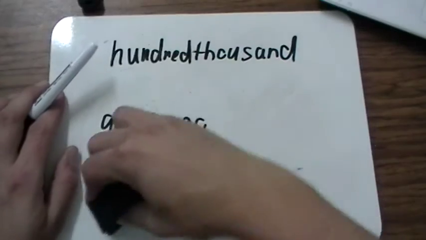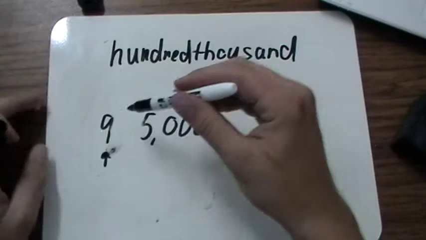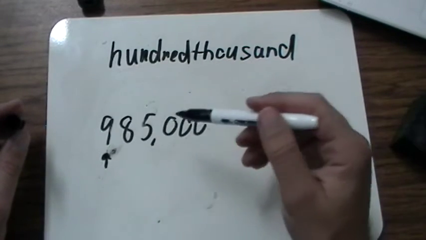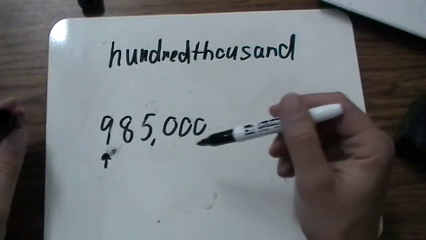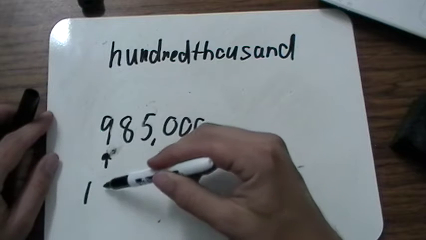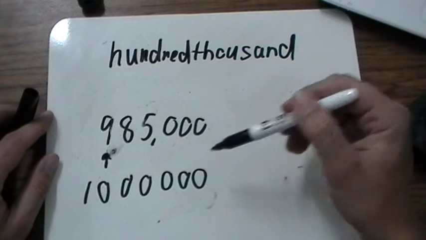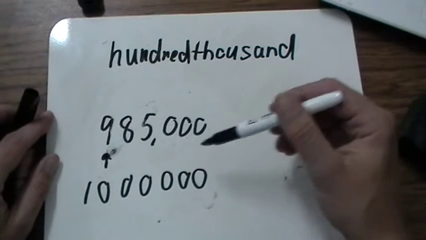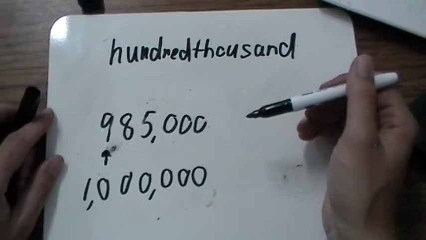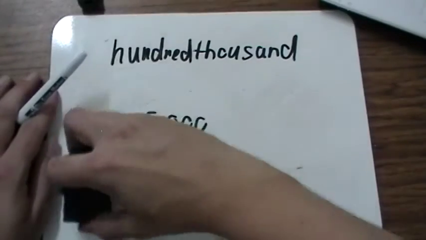Well, what if, though, this number was an 8? And it was 985,000. Well, now I round up, but how do I round up since this is a 9? Well, it now becomes a 10. And I fill in the rest of the places with zeros. Well, what number is that? Well, let's put some commas in. Now I can see once I put the commas in that it's a 1,000,000. It's a 1,000,000. All right.